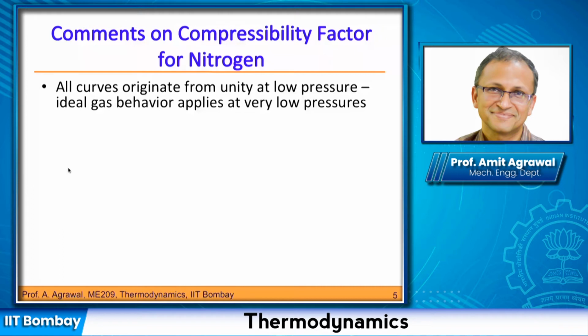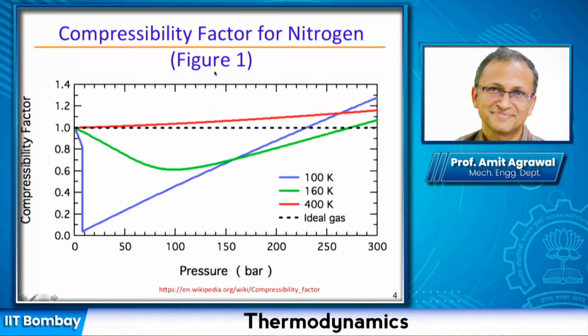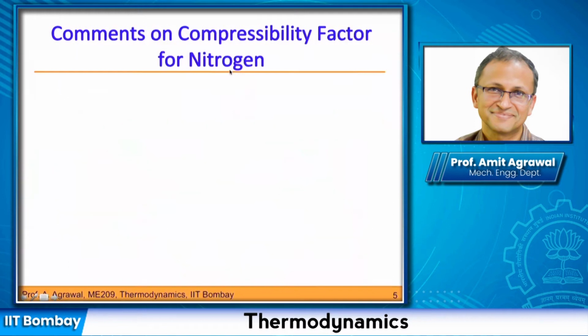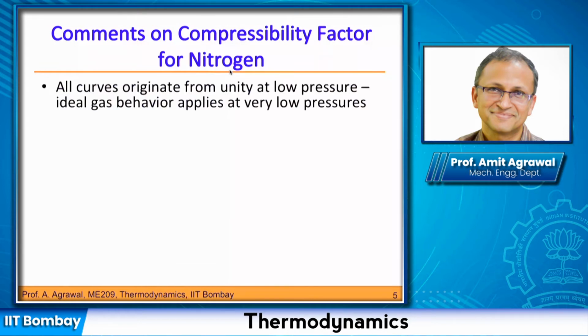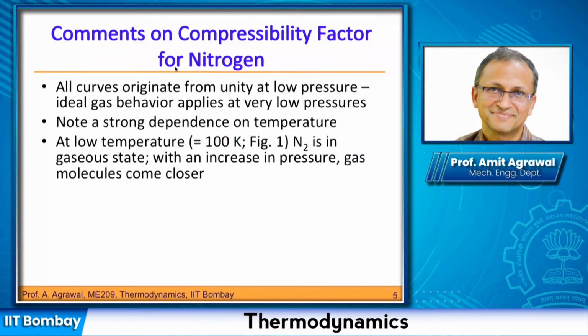So these are some of the general features that we see, and because we are going to see 3 different figures of compressibility factor, with 3 different views, I have given them figure numbers. So this is figure number 1, and because we cannot project all of them together, just try to remember what was shown. In figure 1, we are seeing that all curves originate from unity at low pressure, which means that ideal gas behavior applies at low pressures. But we see a strong dependence on temperature.